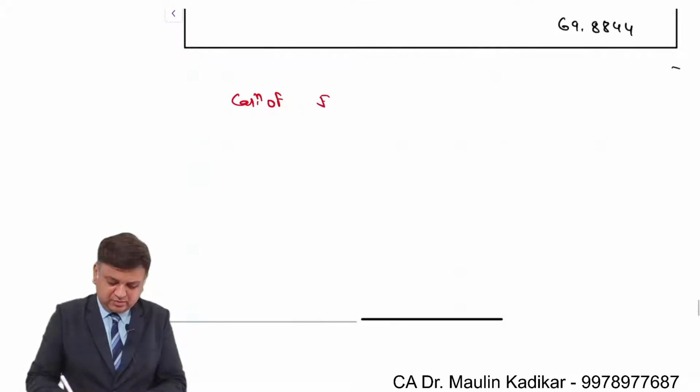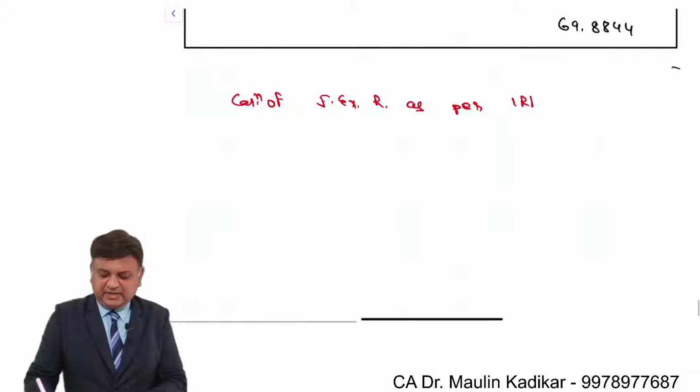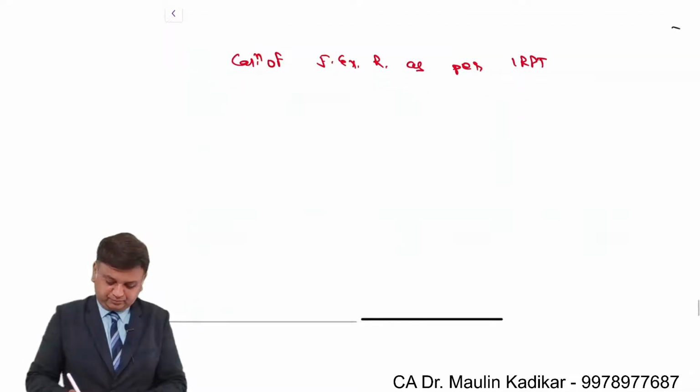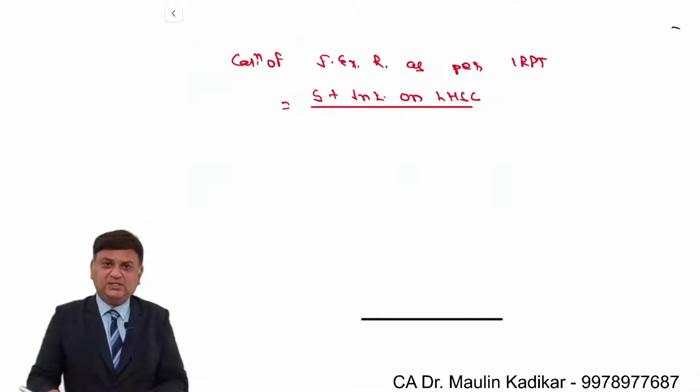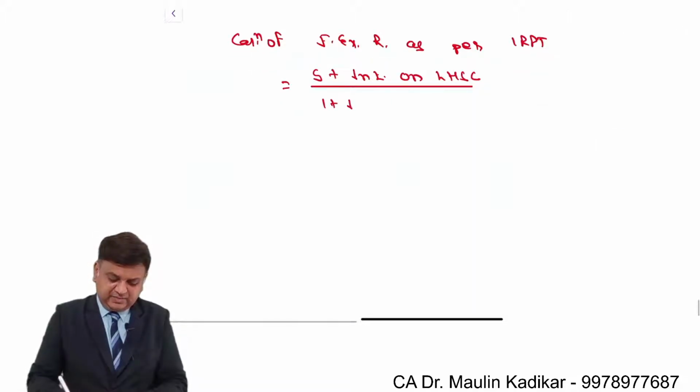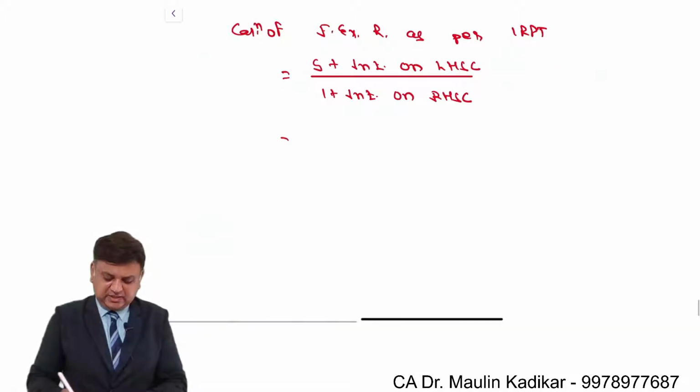Calculation of forward exchange rate as per interest rate parity theorem. Spot plus interest on left hand side currency. Friends, it is also given a name as price currency, divided by 1 plus interest on right hand side currency, which is given a technical name as the base currency.